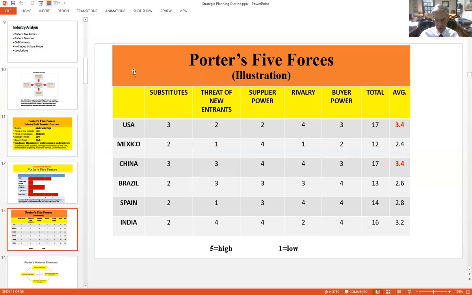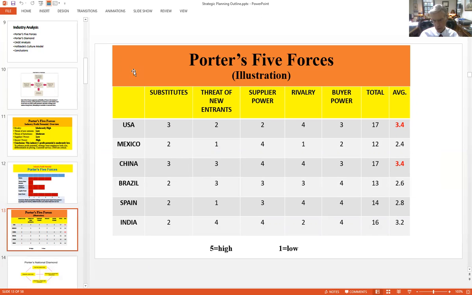This is another way to present the results of a 5 forces analysis. And you can see here that we're comparing each of these forces in different countries and finding out where a particular industry is more or less profitable in various countries.